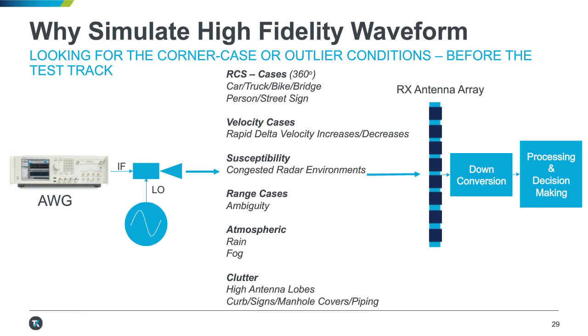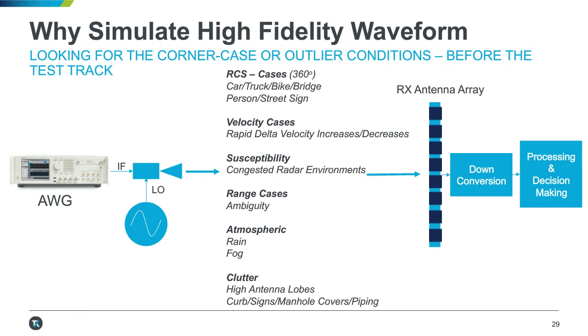Atmospheric, I talked about rain and fog are key measurements in the industry right now to verify the radar is functioning correctly. And then clutter. Usually caused by high antenna lobes, but we've got curbs, we've got signs, we've got manhole covers, we've got piping going over bridges, all things that could be classified as clutter or could be legitimate targets as well. A curb in a short-range radar is a legitimate target, for example.